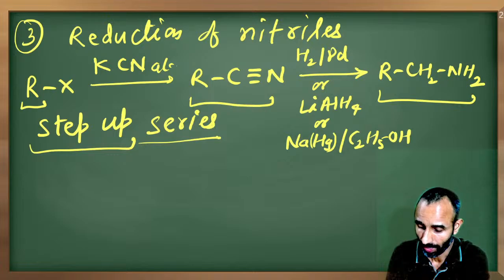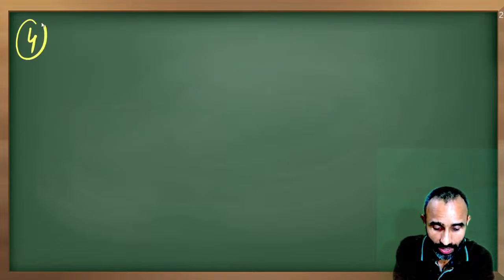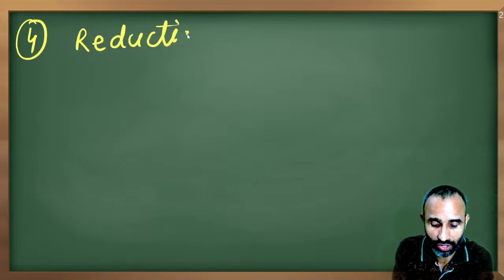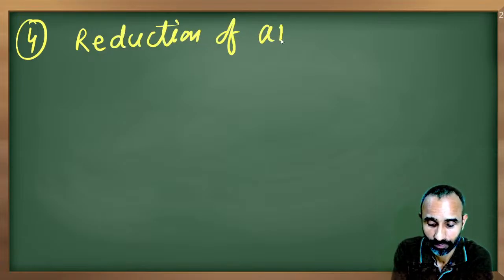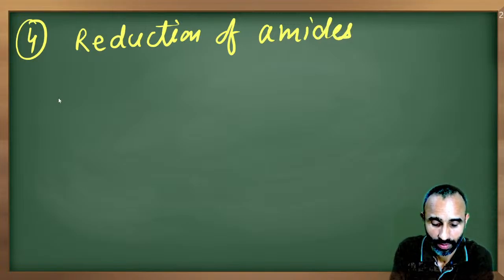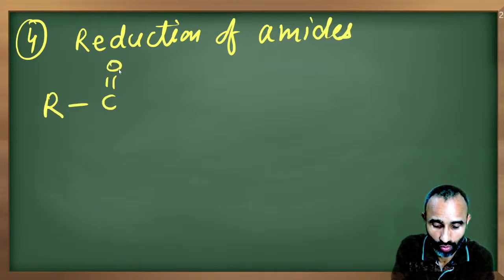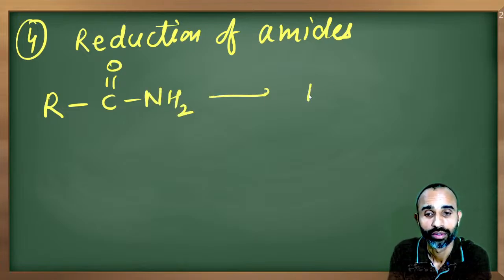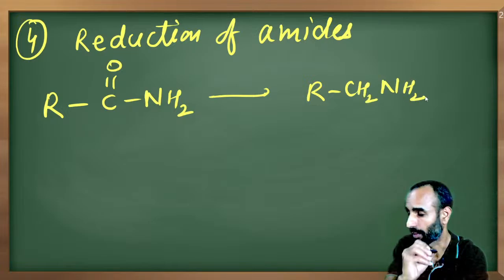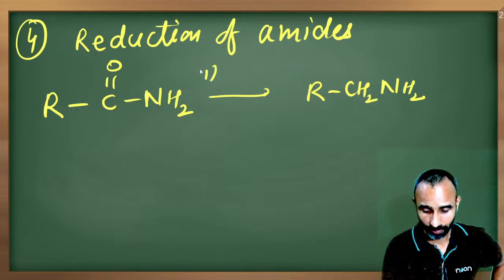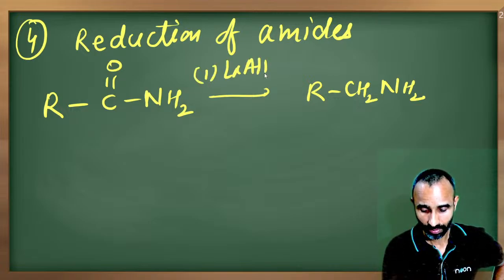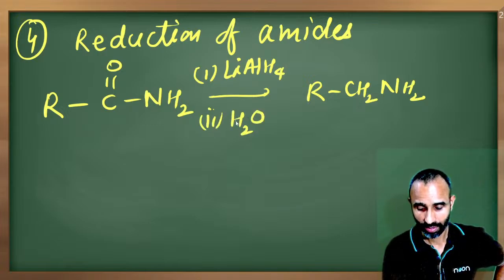Okay, and next is reduction of amides. Now amide is CONH2. So amide can be converted into amine by using lithium aluminum hydride followed by hydrolysis.